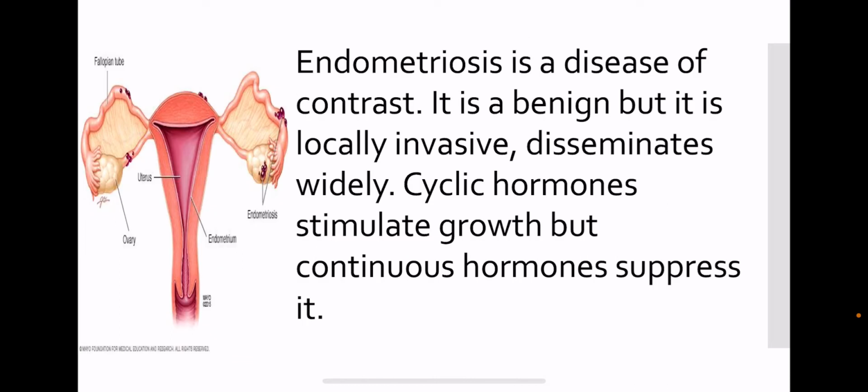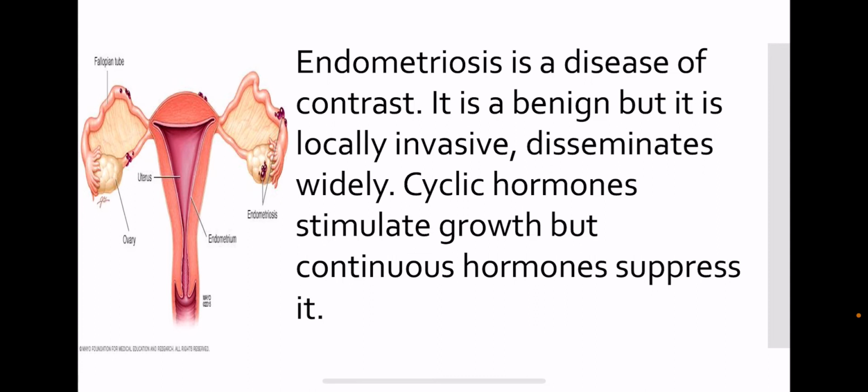Endometriosis is a disease of contrast. It is benign, but it is locally invasive and disseminates widely. So there are two contrasting points. One, it is a benign condition. Benign condition means it does not invade the tissues, nor does it spread to other parts. But here, the endometriosis is invasive. Locally, it is invading the tissues. It is disseminating widely, which means it is spreading widely. So these are the two contrasting points: it is benign, and at the same time, endometriosis is invasive as well as spreading widely.